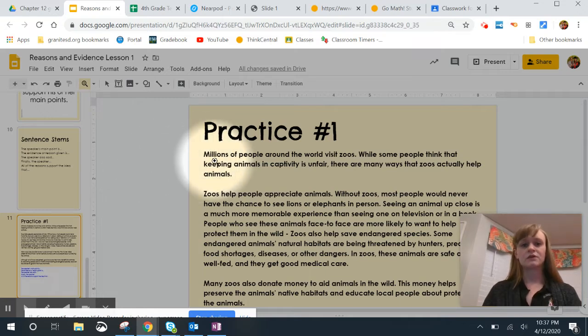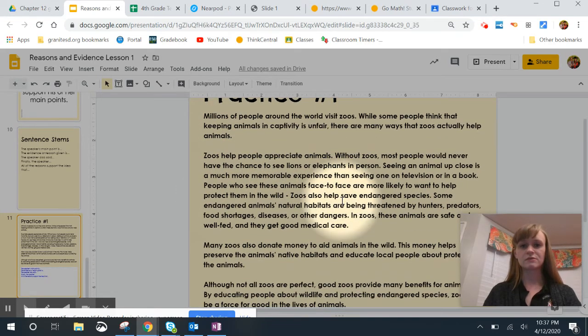So, starting right here. Okay, millions of people around the world visit zoos. While some people think that keeping animals in captivity is unfair, there are many ways that zoos actually help animals. Zoos help people appreciate animals. Without zoos, most people would never have the chance to see lions or elephants in person. Seeing an animal up close is a much more memorable experience than seeing one on television or in a book.